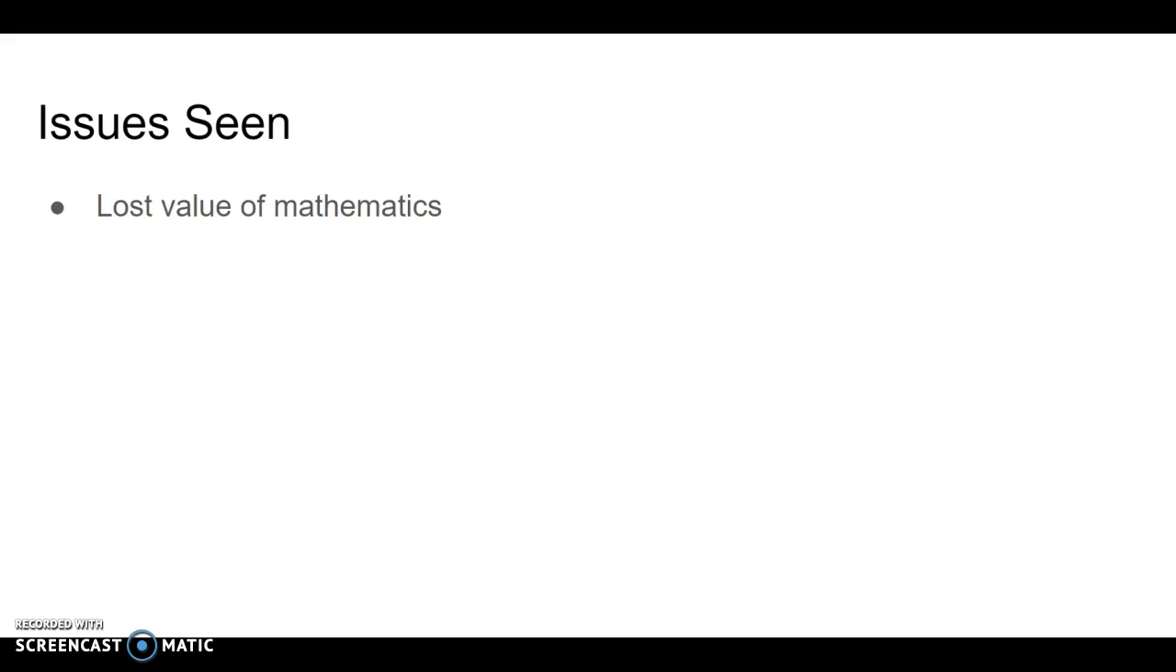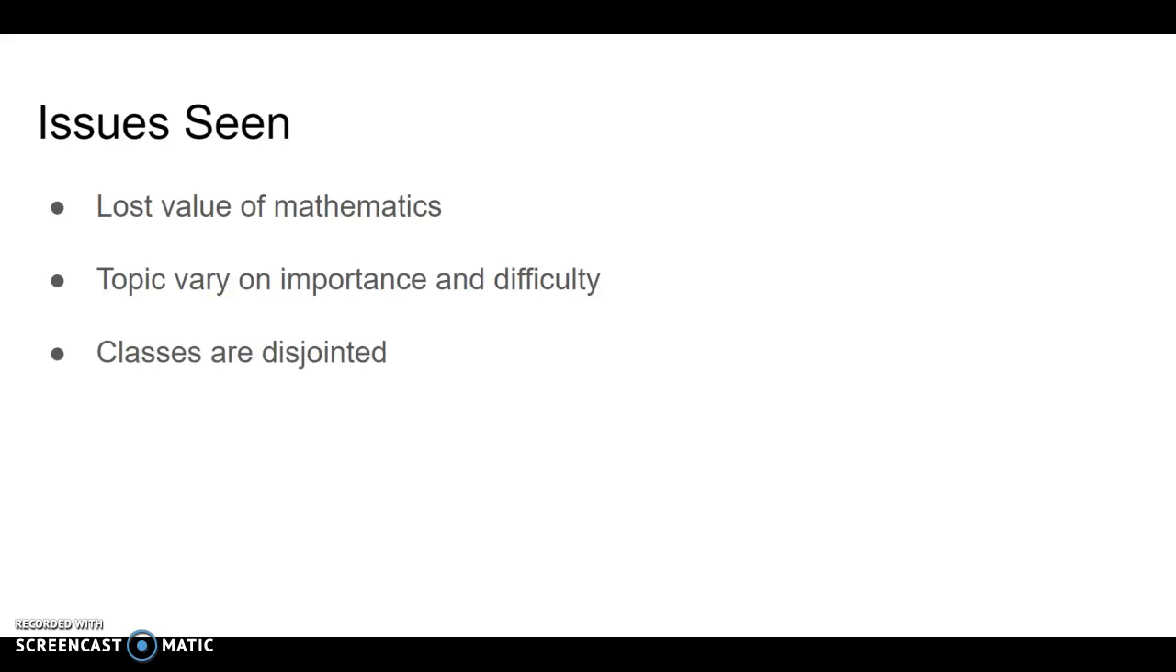One of those was that there was a loss of value for mathematics and teaching mathematics. So people were upset because they felt like math was not relating to the real world and what students were experiencing, or students weren't using their math skills that they had learned, so to say. Topics varied on importance or difficulties, which was causing some people to fail math. People weren't as successful at it as they'd want to be, as well as classes seemed disjointed. So year one of high school math seemed really different than year two, seemed really different than year three.